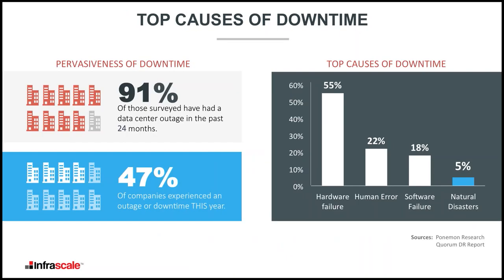Now, here are some of the top causes of downtime. And this is not going to be a surprise to most of you. But this chart, we have sort of two different stories. So on the left is the pervasiveness of downtime. 91% of data center managers surveyed experienced downtime within the last 2 years. 47%, over half, experienced an outage this year. And then on the right here, you see the top causes of downtime. Of course, we know hardware failure and human error is going to account for the majority, but even natural disasters, things like those fires and floods, those are going to account for less than 5%, but still we want to look at both the micro and macro disasters, right? We need to account for any type of outage that could occur.